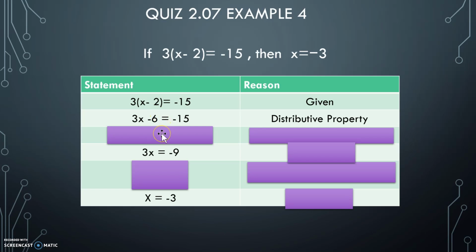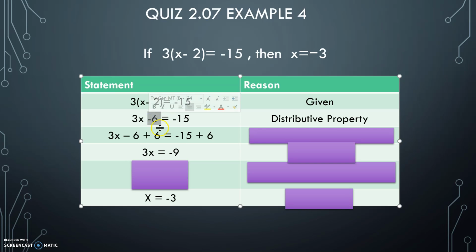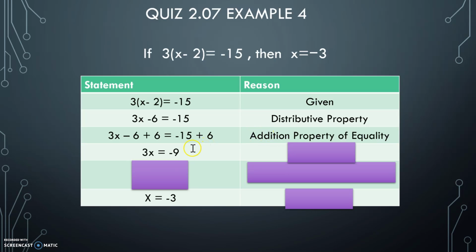And then the next thing we have to do is we are going to add 6 to both sides. So we add 6 to both sides. And we can tell that because 3x is left by itself on this next step. So we know somehow we got this to equal 0. And the only way to get that to equal 0 is to add 6. And we have to do it to both sides. When we add 6 to both sides, that is the addition property of equality. When we do the actual arithmetic, that is simplifying.